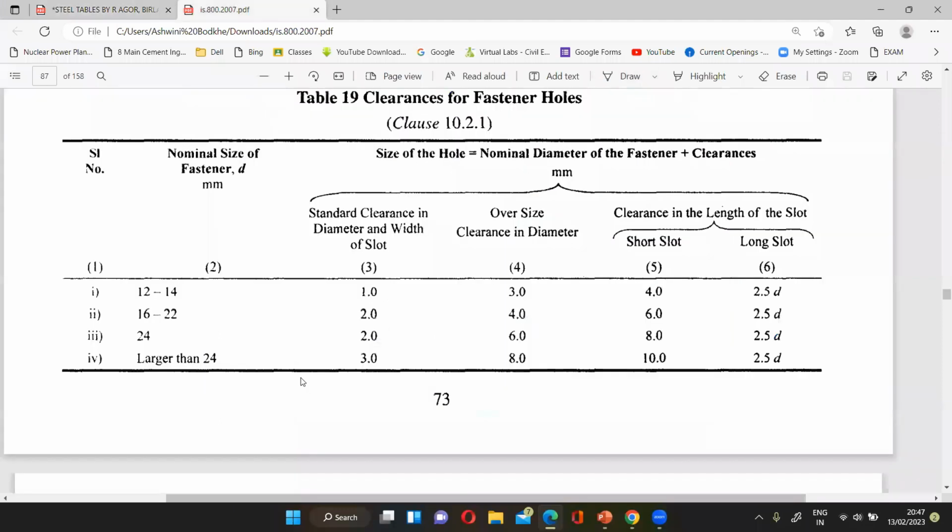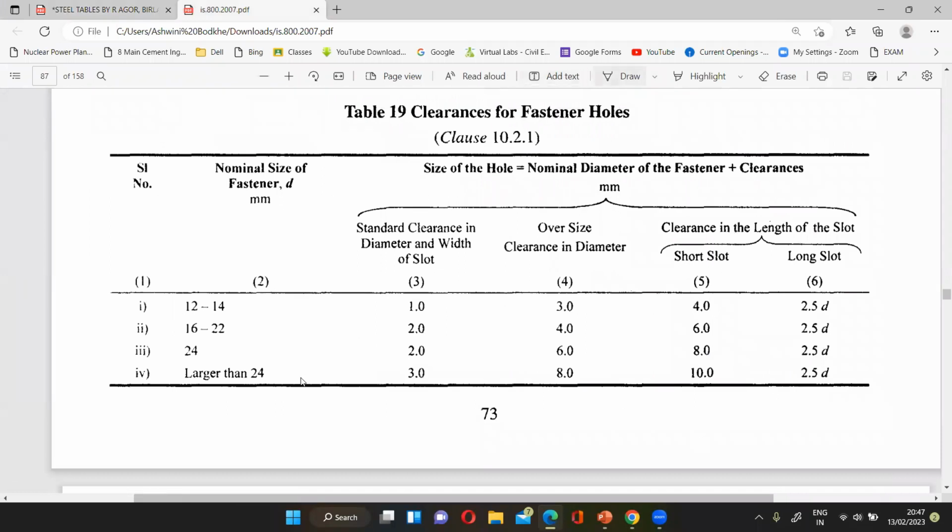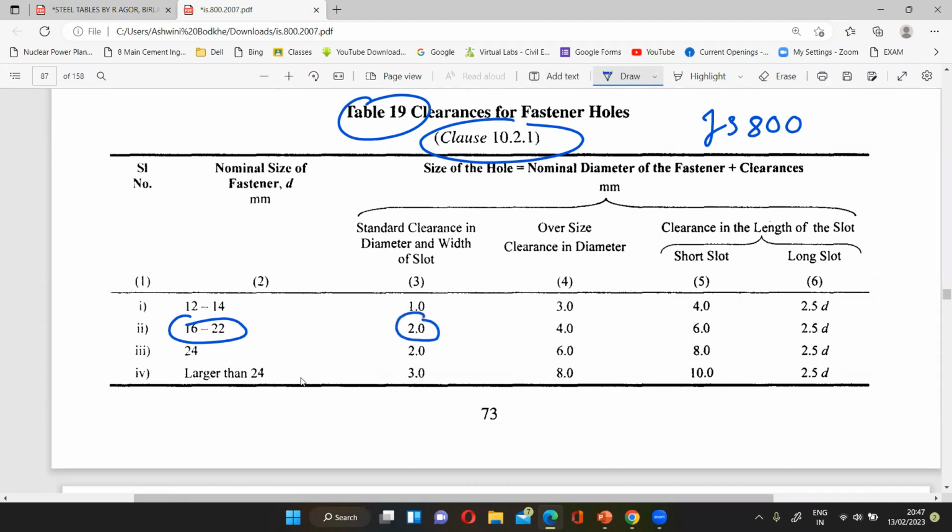You can see here page number 19 of IS 800, clause 10.2.1. Clearance is given in this table. If the diameter is varying from 16 to 20 mm, 22 mm, then we have to consider a clearance of 2 mm. If it is a bolt, then the hole diameter will be plus 2.